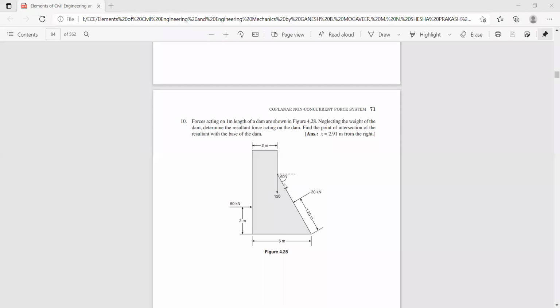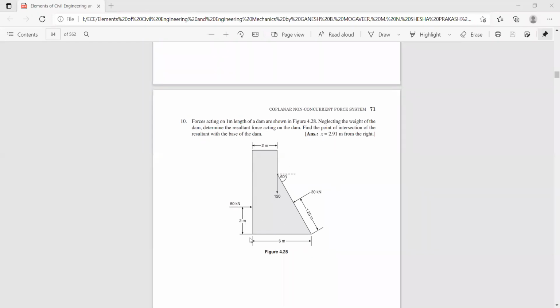And here, this angle is 60. Obviously, this angle is also 60. And if you draw a horizontal line over here, this angle will be 60. So obviously, the remaining angle will be 30. So this force makes an angle of 30 degrees with respect to the x-axis, correct? Now we need to find the magnitude, direction, and position of the resultant. And also we should find the point of intersection of the resultant with the base of the dam, whether it is within 1/3 base or 2/3 base, for the stability analysis.